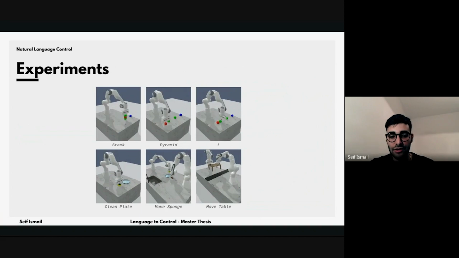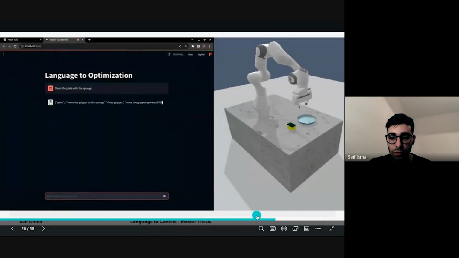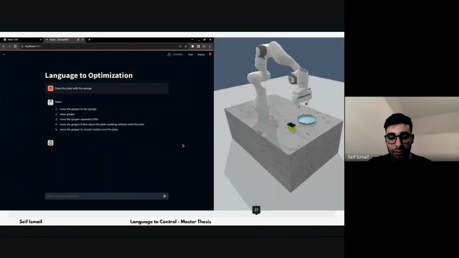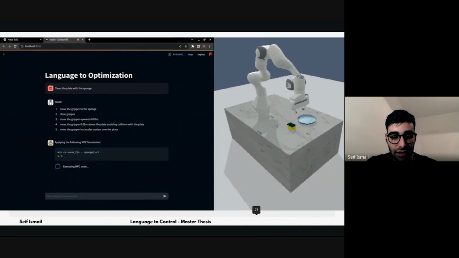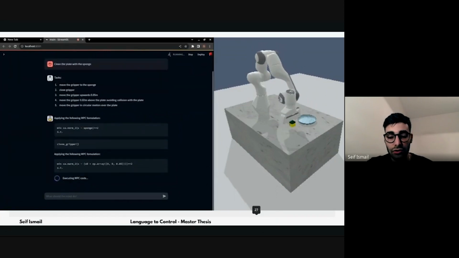So let's actually look at what this looks like. For this task, I'm asking the robot to clean the plate. What I'm telling it is, okay, there is a sponge on the table and there is a plate. What happens is the task planner is going to generate a set of tasks: move the gripper to the sponge, then close the gripper, and then move the sponge on top of the plate.